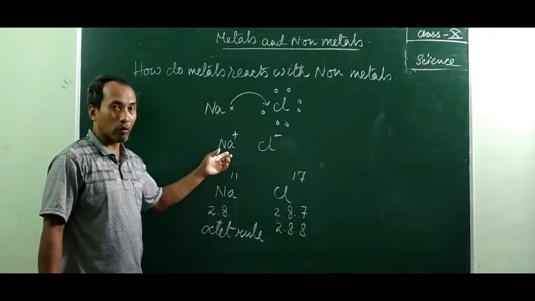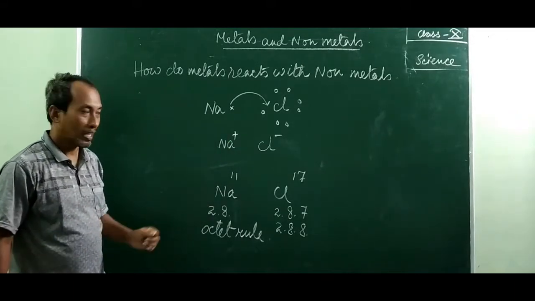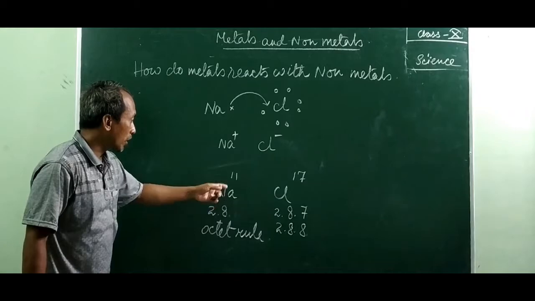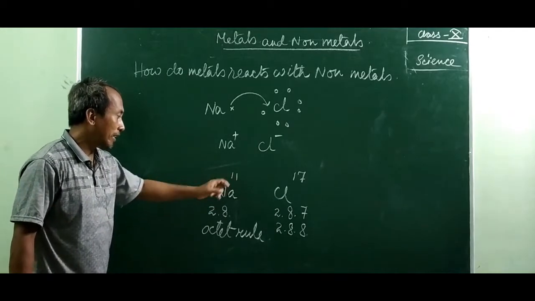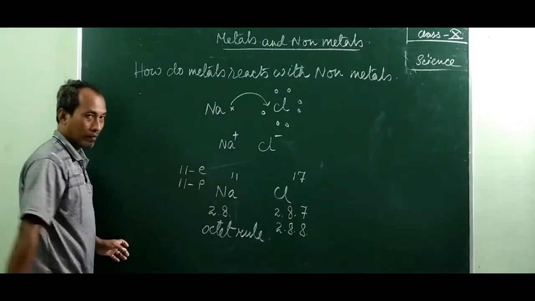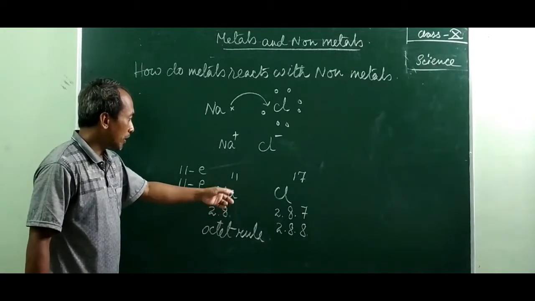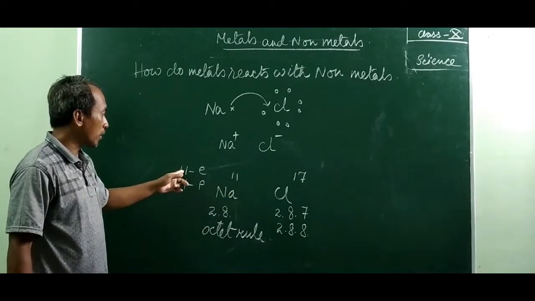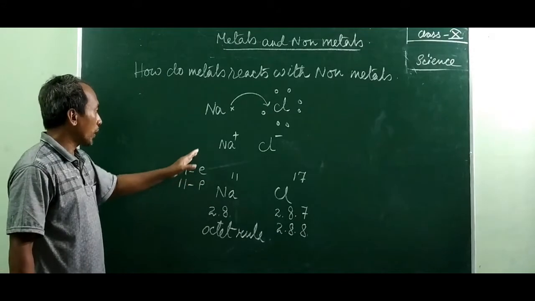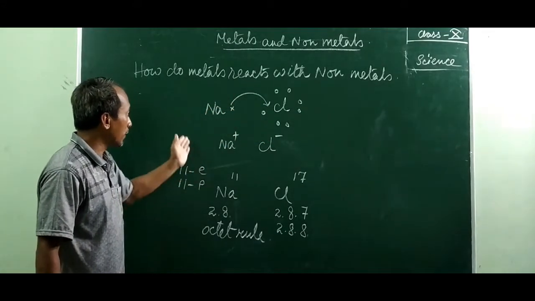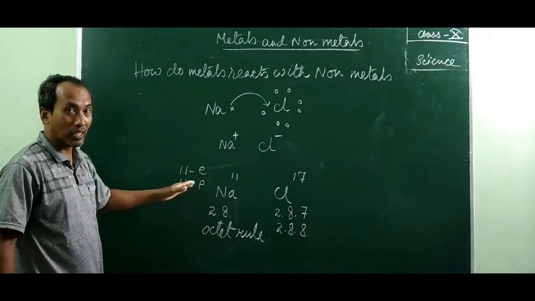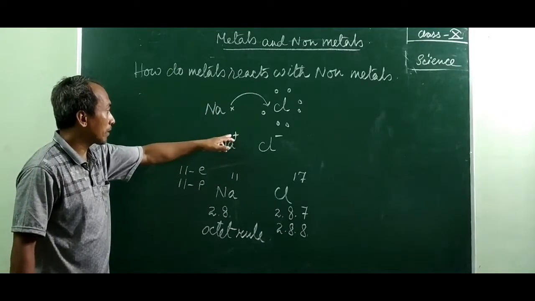Now you may be asking a question: why does sodium become sodium plus and chlorine become chlorine minus? The answer is that sodium has atomic number 11. It means that it has 11 electrons and 11 protons. I repeat again, the atomic number of sodium is 11. It means sodium has 11 electrons, which are negative charge, and 11 protons, positive charge. So when sodium donates 1 electron, it has given 1 negative charge to chlorine, leaving one positive charge more in the nucleus. So sodium is becoming plus.